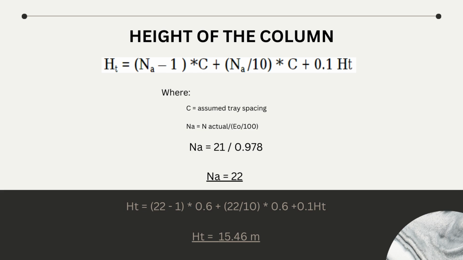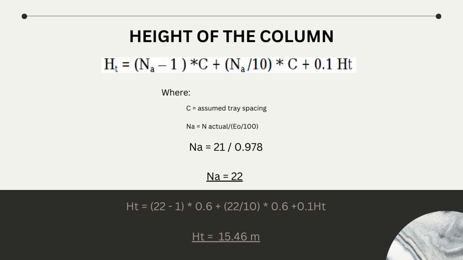For the calculation for the height of the column, we will use the equation: height of the column is equal to (NA minus 1) times C plus NA over 10 times C plus 0.1 times height of the column, where C is the assumed tray spacing, which is 0.6, and NA is equal to the number of actual stages over column efficiency over 100.